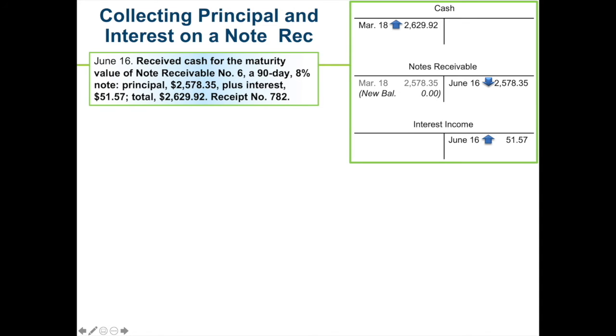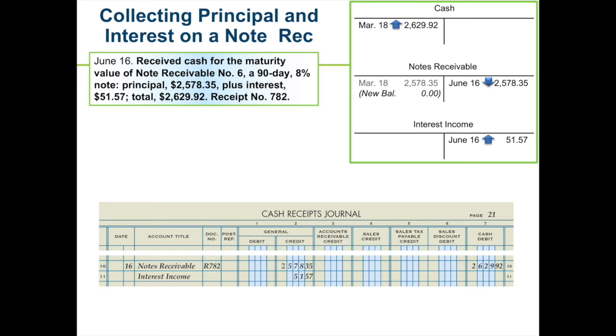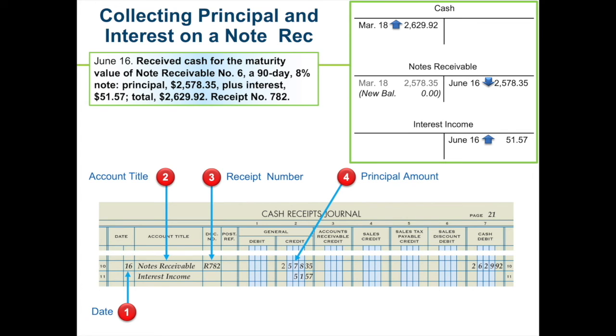Next, we'll take this information and place it in our journal. Since we are receiving cash, we will use a cash receipts journal. Fill out the date as the 16th, account title, notes receivable, we are going to credit. There's no special amount column called notes receivable, so we will place that in our general credit column. Interest income is also a credit. No special column for interest income, so that'll go as a general credit. Our debit amount for the total amount, our principal plus our interest, will go into the cash debit. Again, in your source document, you will put receipt 782.